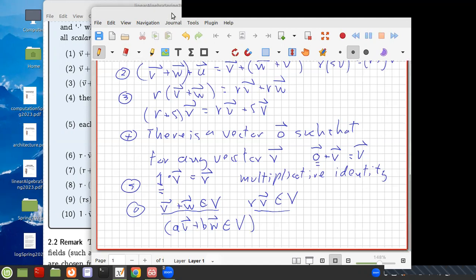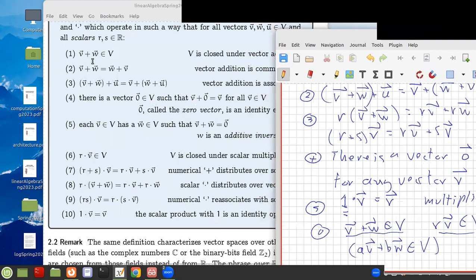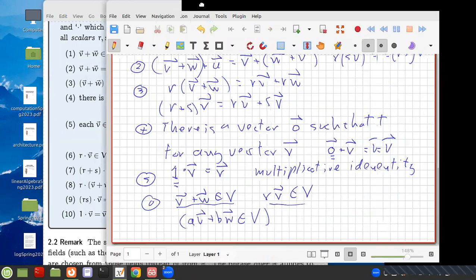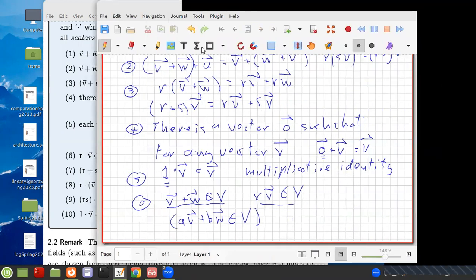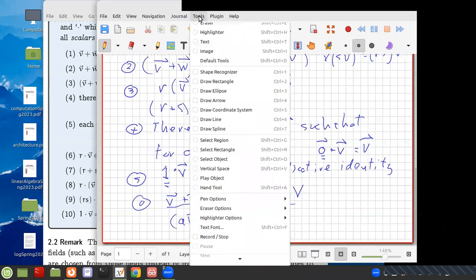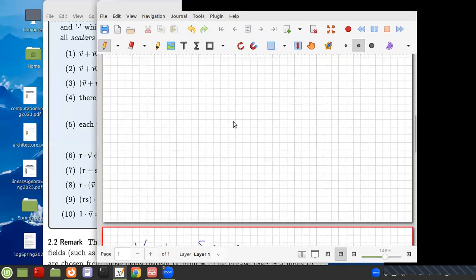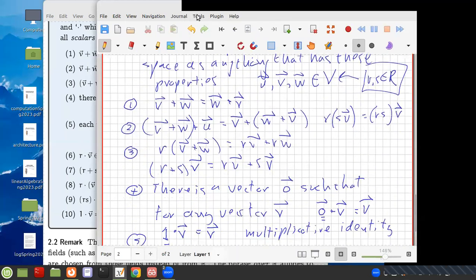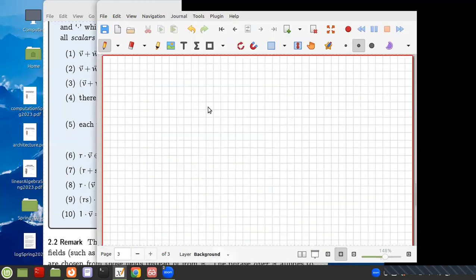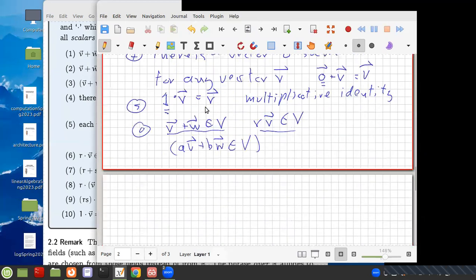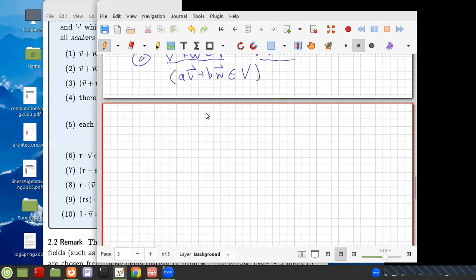Okay, so I think that was the closure. We've done that, we have a zero vector, we did the additive identity? Oh, no, we didn't. Okay, so that's the other maybe crucial one. I want a page after. Okay, so we had 1, 2, 3, 4, 5. We have 0, and then we have 6 here.